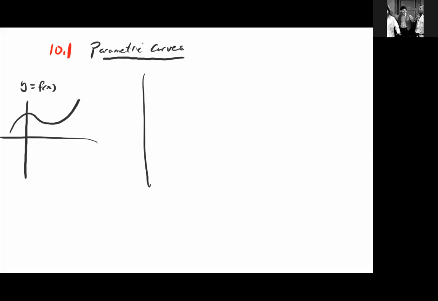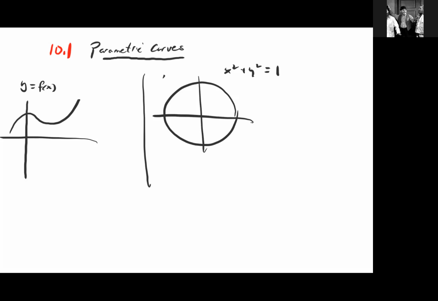For example, we can look at the circle. Usually we give it the equation x squared plus y squared equals 1, but that's not the graph of a function. Why? Because it fails to satisfy the vertical line test.